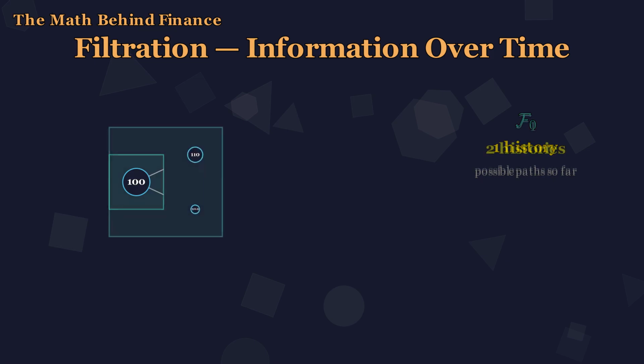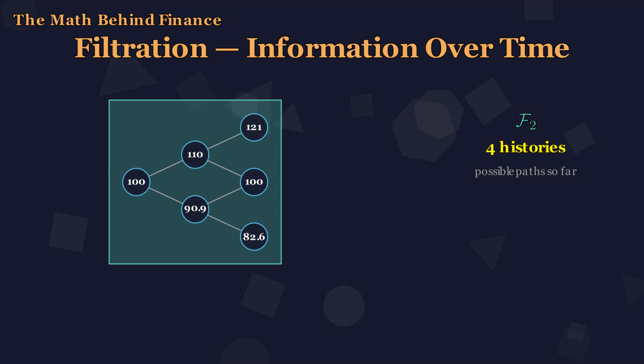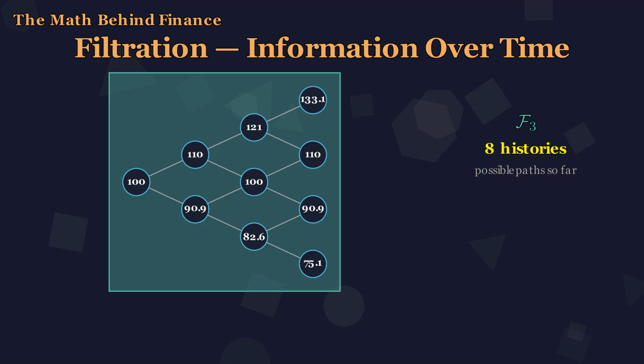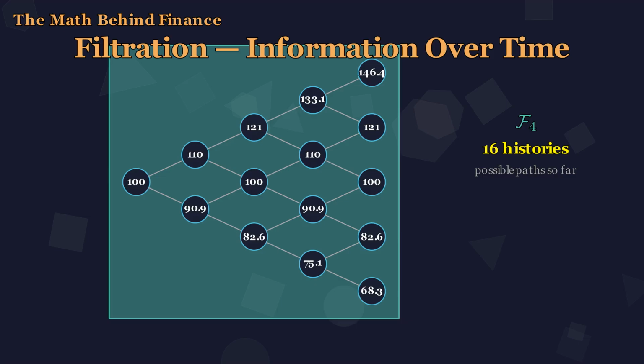One coin flip later, there are two possible histories, up or down. You can now distinguish two scenarios. That's F1. After 2 flips, 4 possible histories. F2 contains everything F1 knew, plus every new distinction the second flip revealed. 3 flips, 8 distinguishable histories. The branching doubles each step. 4 flips, 16 possible paths through the tree. F4. Here's the critical property. Each later sigma algebra contains all the earlier ones.